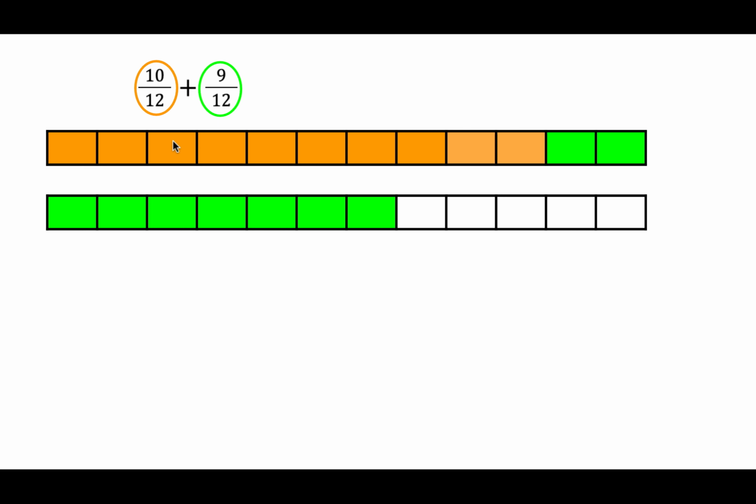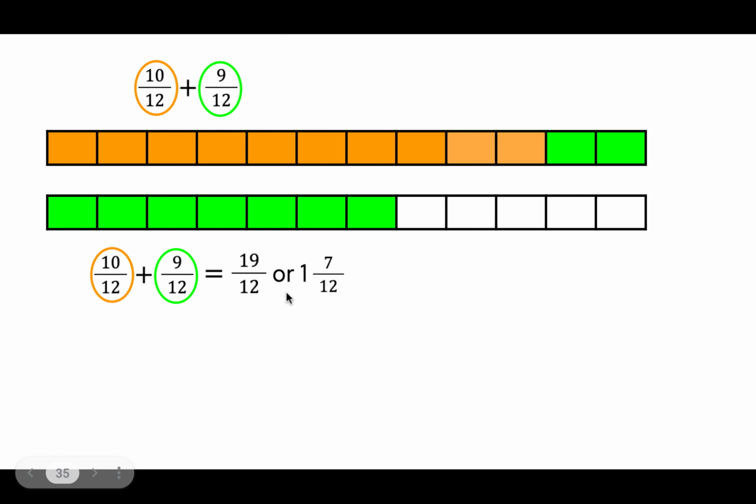Notice that I had to have an extra candy bar because here are my 10 pieces and then I added 9 more pieces. So I need to put in an extra candy bar. But if I count the total number of pieces, I count 12, 13, 14, 15, 16, 17, 18, 19 pieces. So 19 out of 12, which we call an improper fraction. You can leave it this way, or you can make it into a mixed number. And that means I have 1 full candy bar and 1, 2, 3, 4, 5, 6, 7 out of the 12 of the second candy bar.